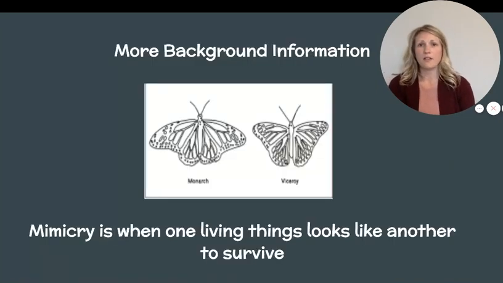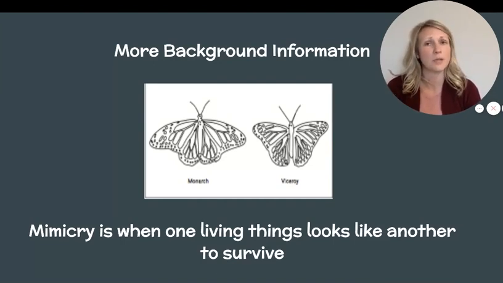Here's another type of adaptation. It is called mimicry. Mimicry is when one living thing looks like another in order to be able to survive. For example, a stick bug looks like a stick in order to keep itself hidden from predators and to keep itself safe in its environment. Also, if you take a look at the picture that's provided, you have a monarch butterfly and a viceroy butterfly. A viceroy butterfly mimics itself to look like a monarch butterfly. Monarch butterflies are in fact poisonous, so the viceroy butterfly makes itself look like the monarch butterfly to seem as if it's poisonous to other predators and other animals around.